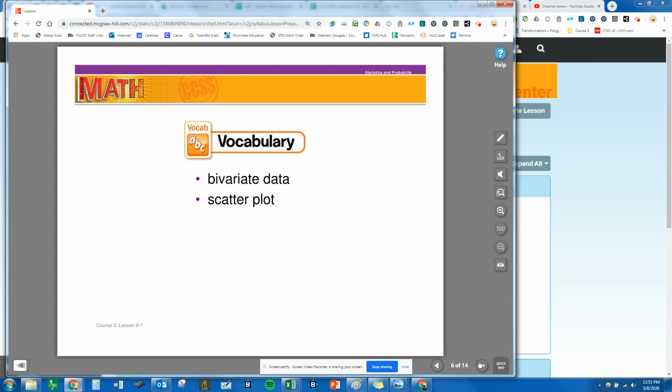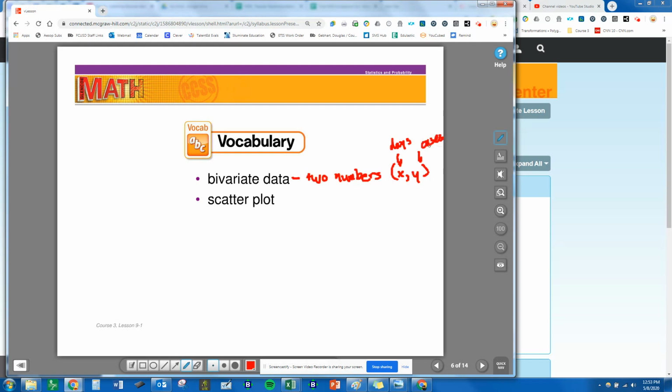So here's some quick vocab. Bivariate data. Bivariate data is just the data that we use. Bivariate data means it's data with two numbers. So usually we're going to use those two numbers as an X and a Y pair. For instance, on that coronavirus chart, the X was the days and the Y was the number of cases.